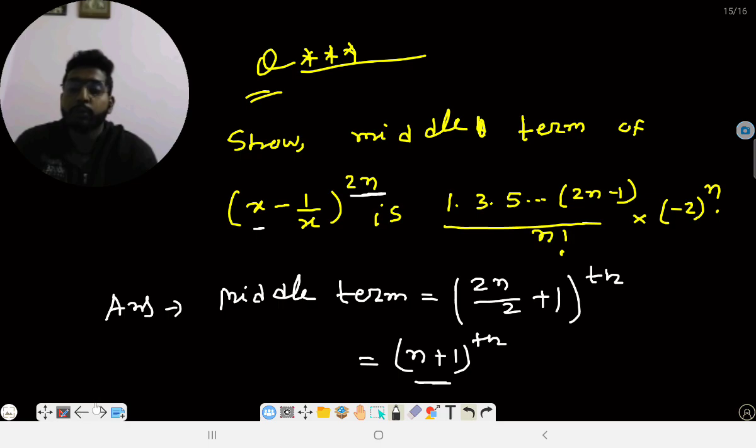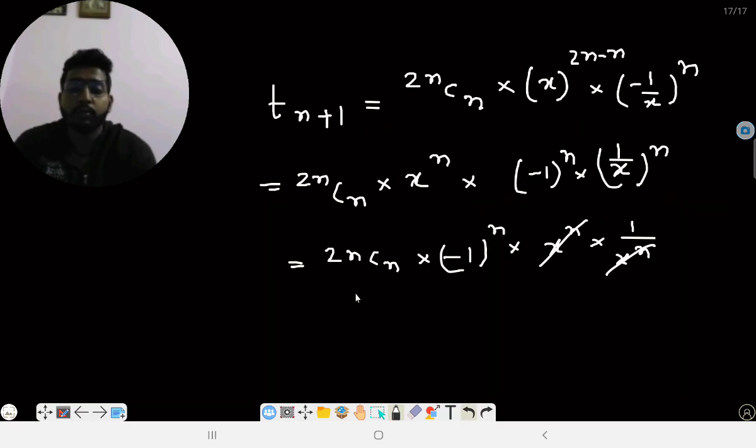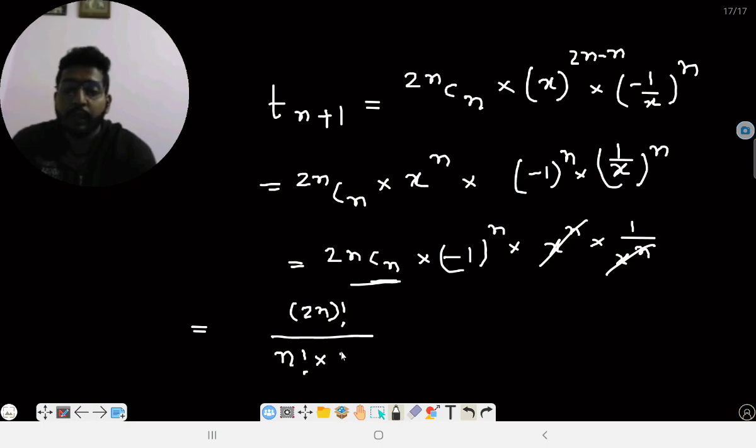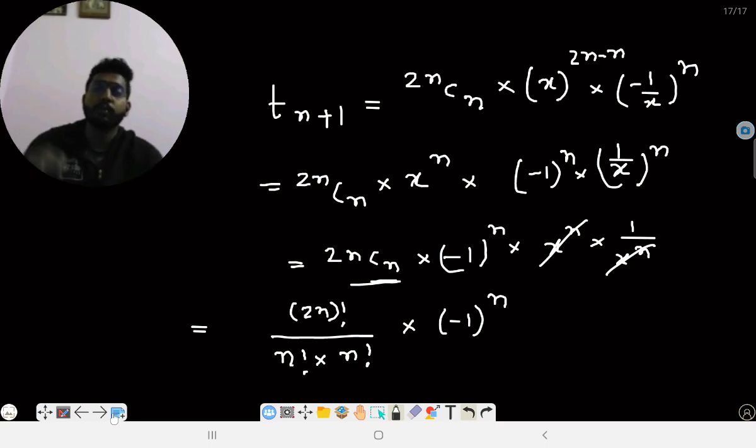But we need to prove here 1 3 5 dot dot dot 2n minus 1 by n factorial into, like this. Now how to solve this? So look at it, 2nCn is there. So here we have to use the nCr formula. What is the formula? n factorial by n minus r factorial into r factorial. So here, 2n factorial by 2n minus n, that means n factorial, again into n factorial, into minus 1 to the power n. Now look at the numerator here, 2n factorial. Now what is factorial? Factorial means suppose 10 factorial, that means 10, 9, 8 and so on up to 1.